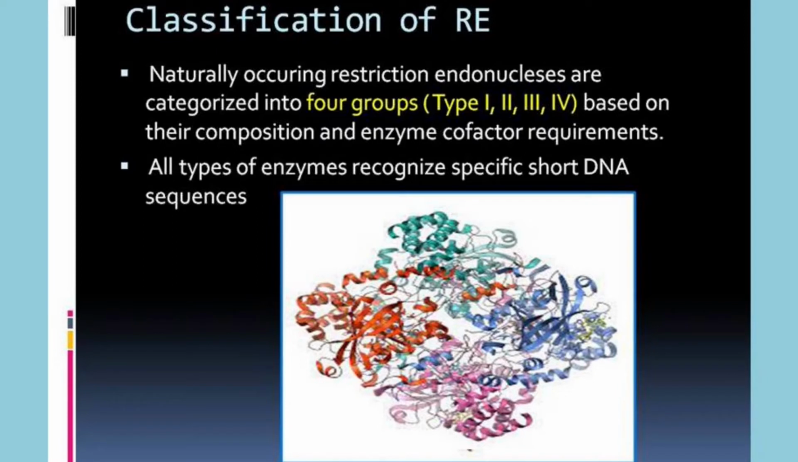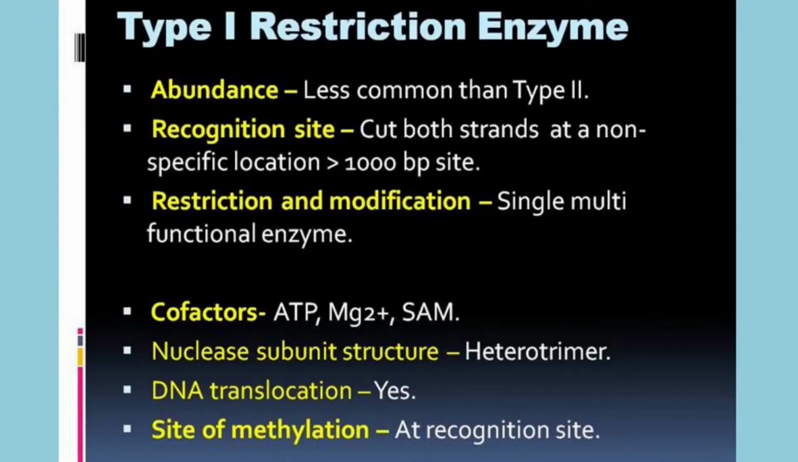All the enzymes recognize specific short DNA sequences and carry out the endonucleolytic cleavage of DNA to give specific fragments with terminal 5' phosphates, and they differ in their recognition sequence, subunit composition, cleavage position and cofactor requirements. Then about the type 1 restriction enzyme.